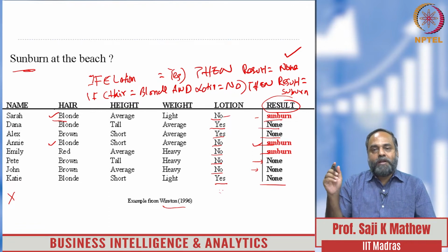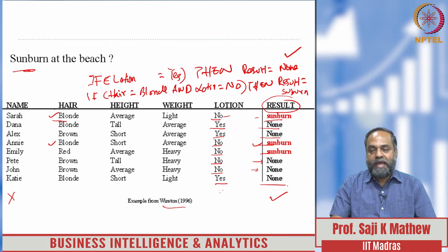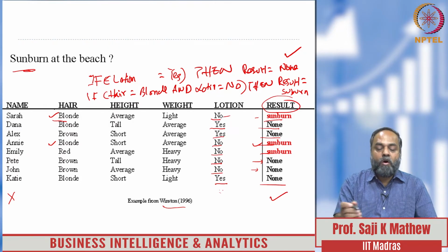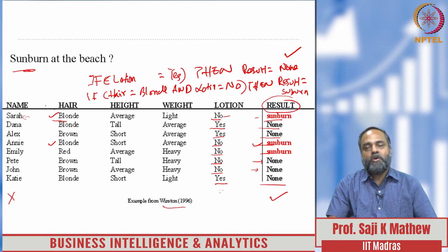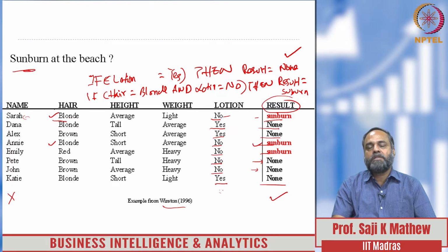So what are we trying to do here? We have a set of data, a set of 8 records. There is an outcome variable, which is the result, where the result has 2 values, sunburn and none. Binary outcome. And we think that this binary outcome is determined or influenced by certain attributes of the individuals. Who gets sunburn and who doesn't depends on certain variables. So this is a dependence technique.